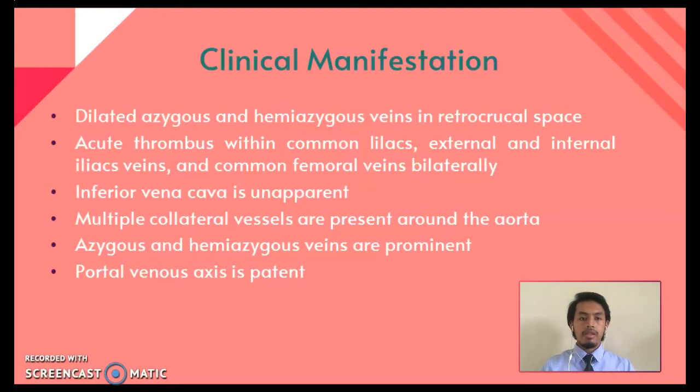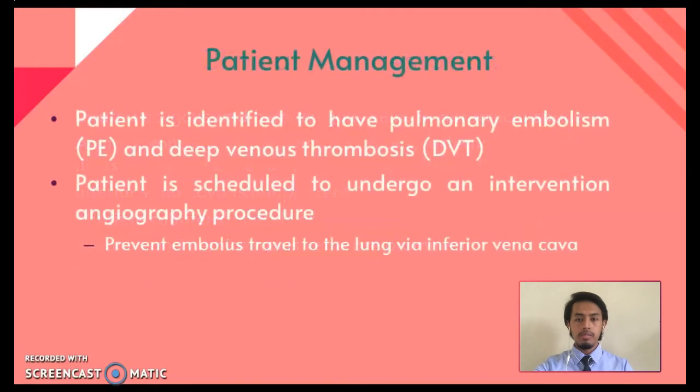There is acute thrombus within the common iliac, external and internal iliac veins, and the common femoral veins bilaterally. Above the confluence of the common iliac veins, the inferior vena cava is unapparent. Multiple collateral vessels are present around the aorta and the azygous and hemiazygous veins are prominent. The portal venous axis is patent. The patient is confirmed to have pulmonary embolism and deep venous thrombosis.